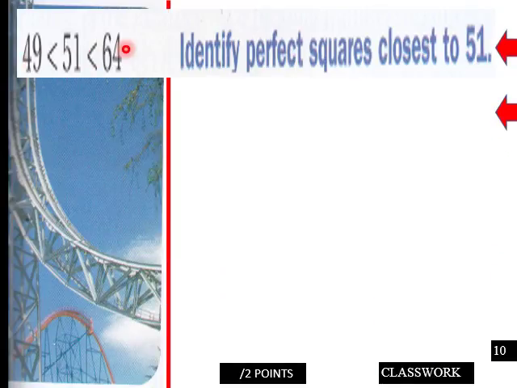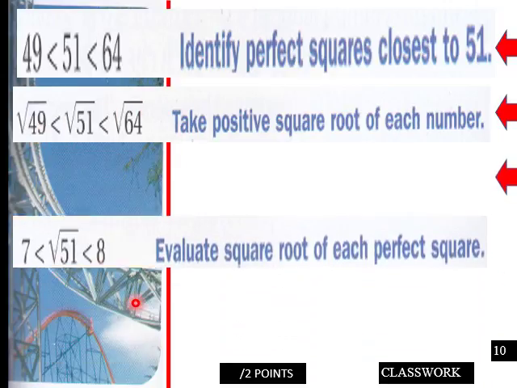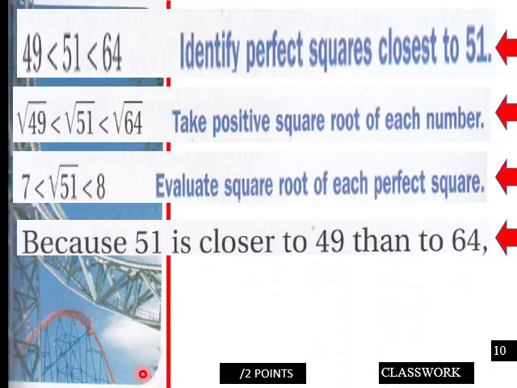And then we can use the inequality again. Identify the perfect square closest to 51. This is the way you would set that up using radicals. Then 7 is less than the square root of 51. So that's the way you can approximate what your square root is if you're not using a calculator.